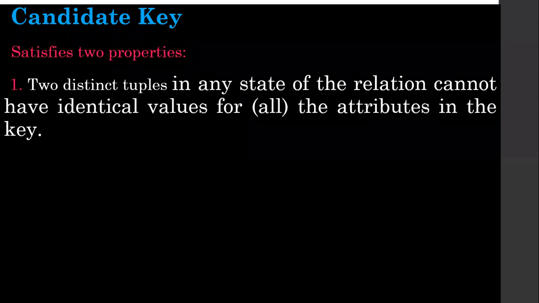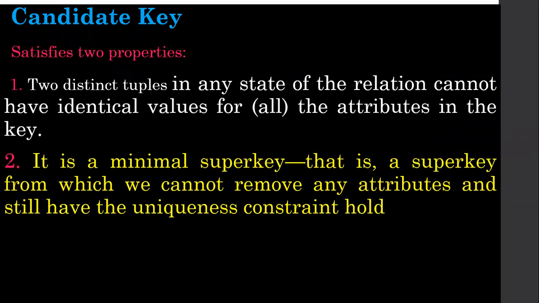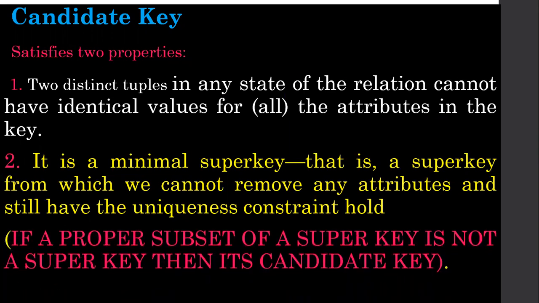Then to call a super key a candidate key, it has to follow mainly two properties. The first property is that two distinct tuples in any state of the relation cannot have identical values for all the attributes in the key. And the candidate key is a minimal super key, which means a super key from which we cannot remove any attribute and still maintain the uniqueness constraint. So a proper subset of a super key, if it is not a super key, then we can call the super key a candidate key. So a super key is said to be a candidate key if a proper subset of the super key is not a super key. Now to understand this definition, we'll take an example.